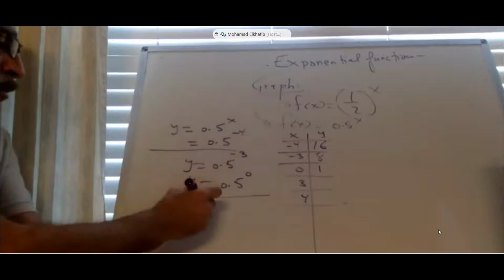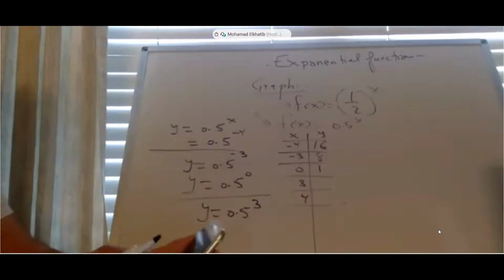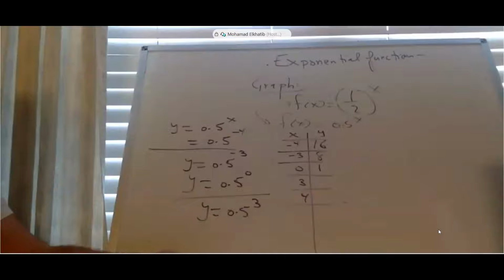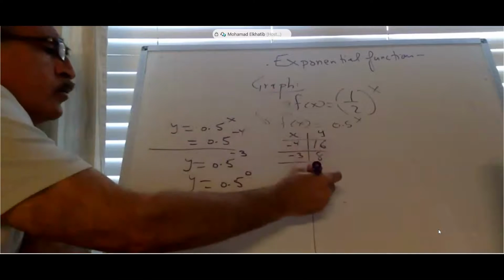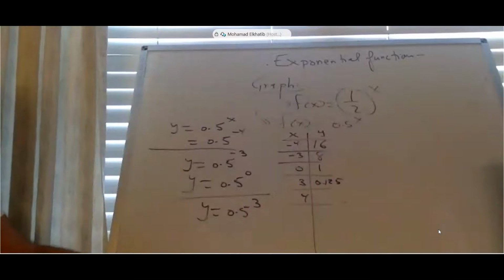Now, how much is x? 3. So y will be what? 0.5 raised to the power 3. So I'm going to go to the calculator, 0.5 raised to the power 3, and I got 0.125. Did everybody get that?